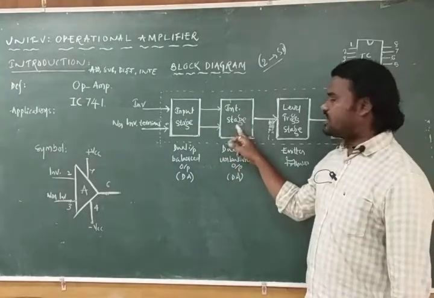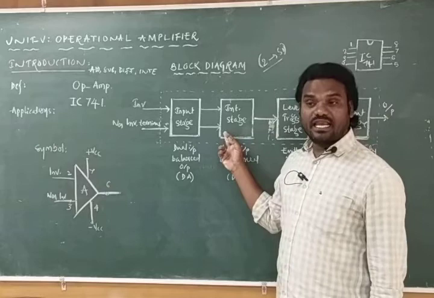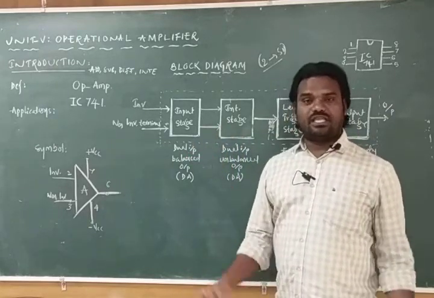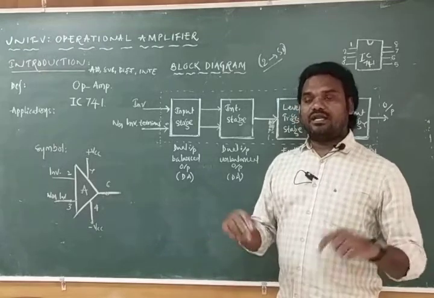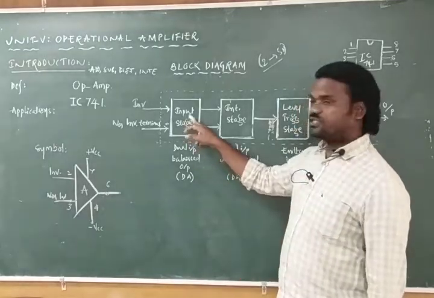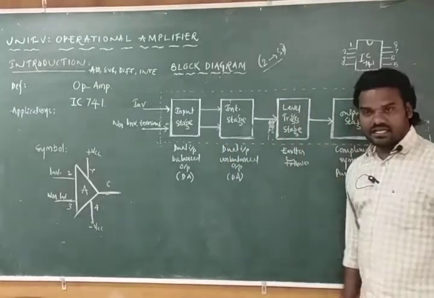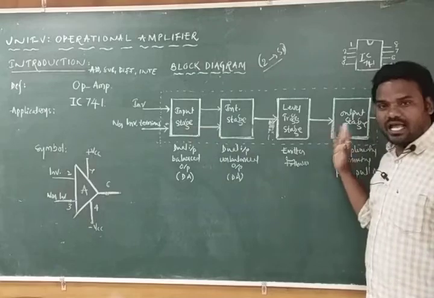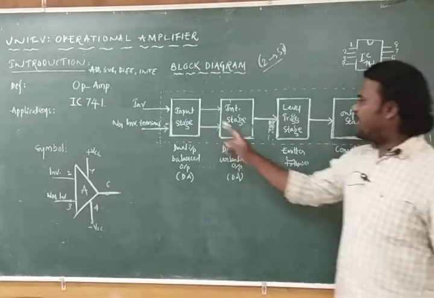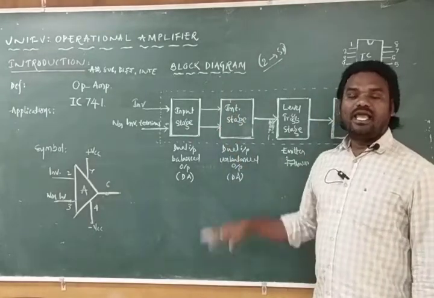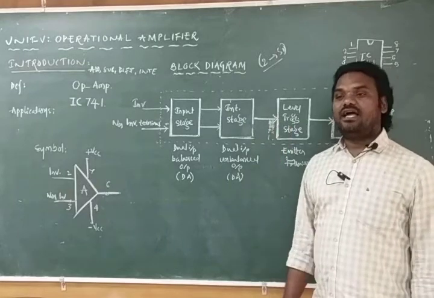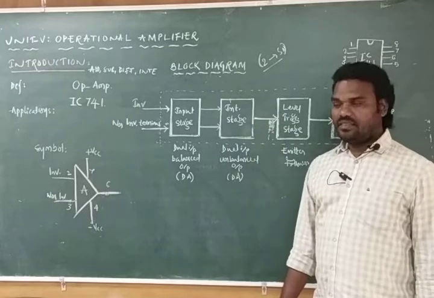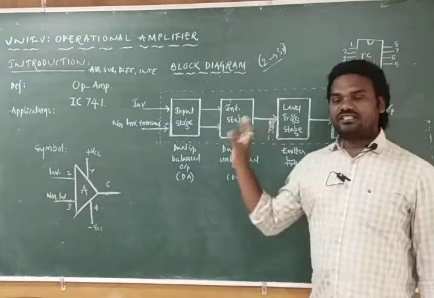The remaining 2 blocks: the second block is called the intermediate stage, a medium or moderate stage between the input stage and the level shifting stage. So the first stage is the input stage, the last stage is the output stage, the second stage is the intermediate stage, and the third stage is named the level shifting stage. Then I will explain the necessity of each and every block.